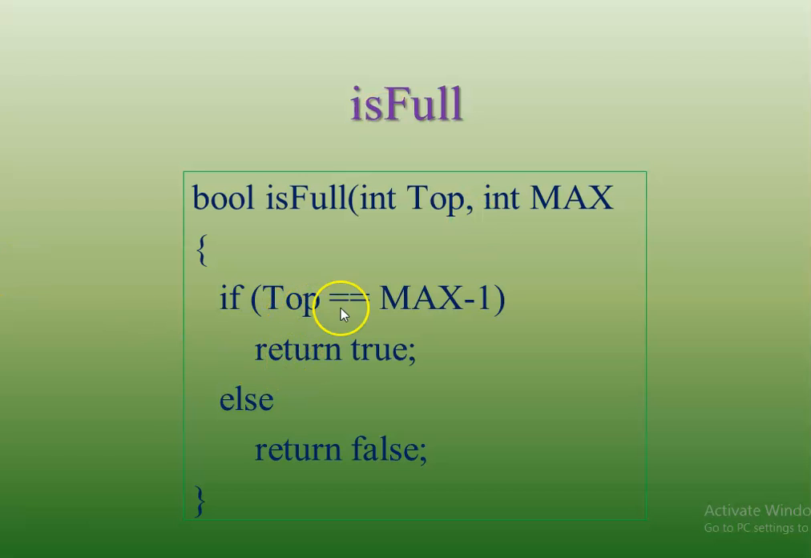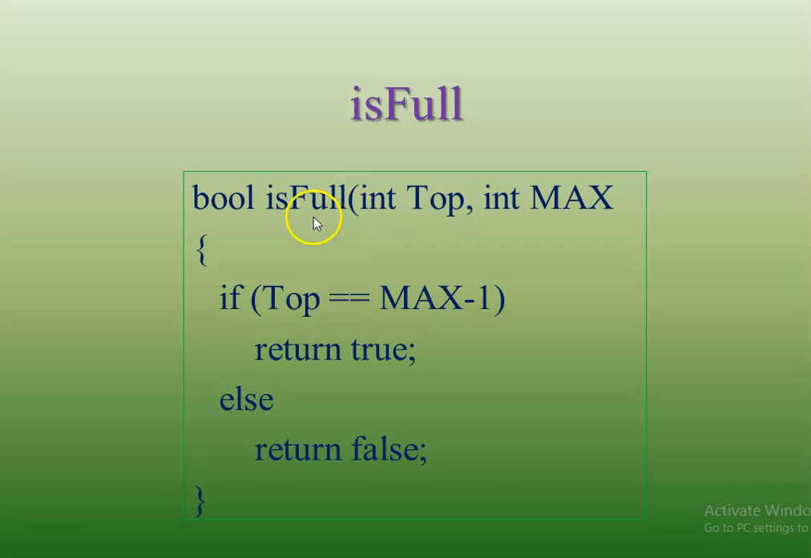So if top equals max minus 1, that means all the spaces in the stack are occupied by some elements. That means the stack is full. In that case, this function returns a true value. Otherwise, there are spaces available in the stack. At least one space is available. Therefore, the stack is not full. In that case, false will be returned.